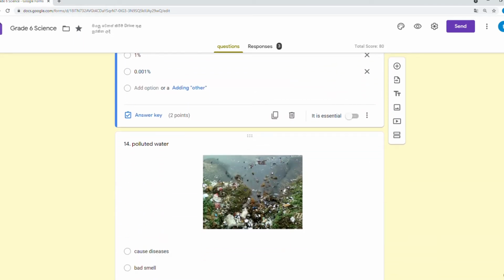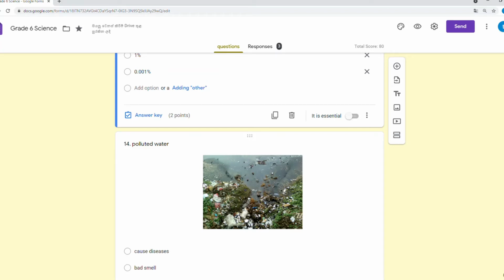Now get into number 14. Again regarding water. In polluted water. Here, what does polluted water mean? If the water is not suitable for consumption by humans and other organisms, we call that polluted.